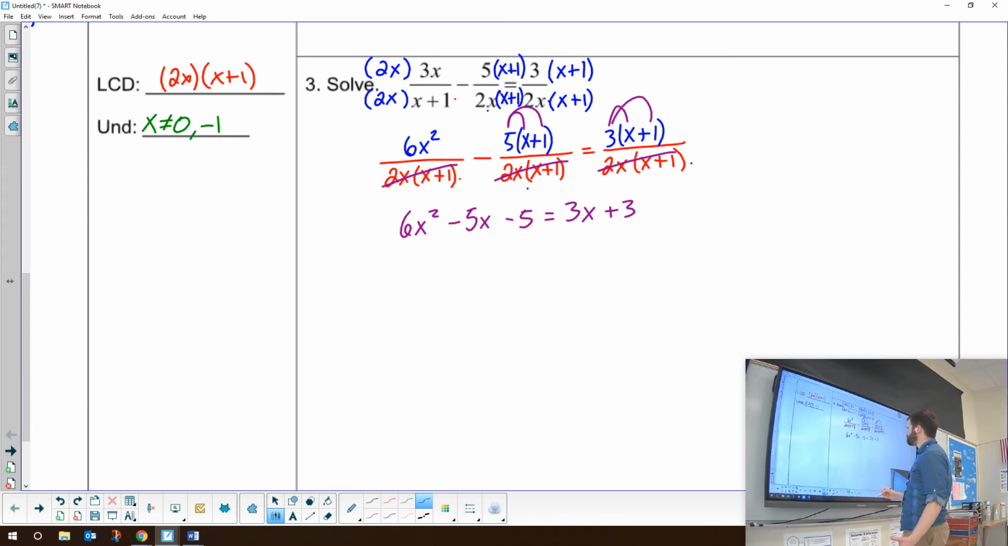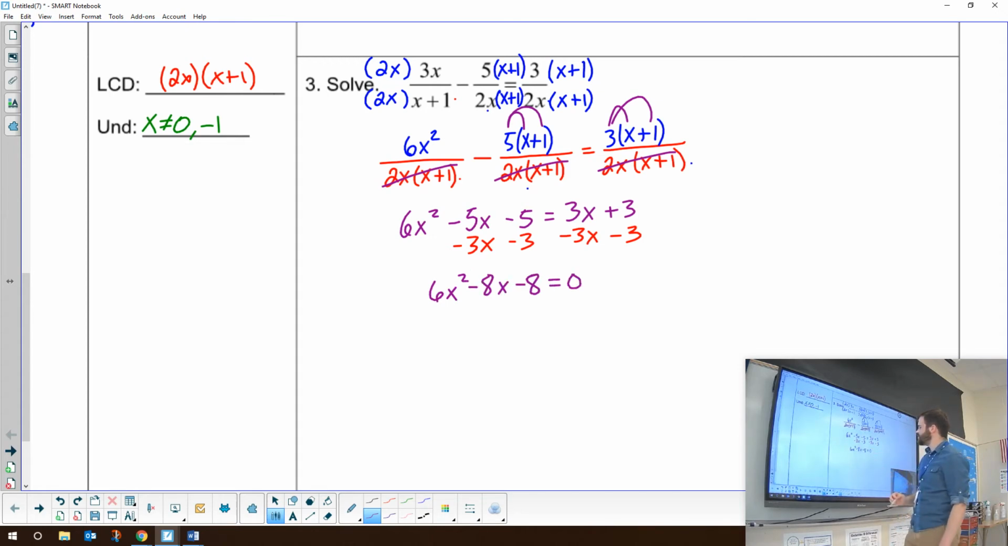Then I can't really combine like terms, so we're just going to move everything to one side. Remember, we can factor these out using the x and plus method, and that can give us our answers. So we're going to minus 3x here and minus 3 here, minus 3x, minus 3, and we're going to get 6x squared minus 8x minus 8 equals 0.